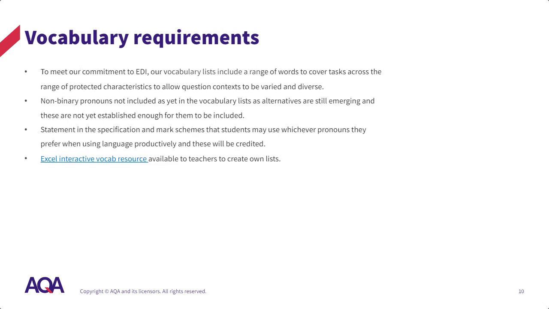Some more information here about the vocabulary requirements. I just want to pick out here that students can use whichever pronouns they prefer to meet our commitment to inclusivity, which has been a key part of the development of this new specification. The last bullet point mentions the interactive vocabulary list, and that's proved to be very popular. If you haven't seen that already, you can find this on the new GCSE Spanish page on our website. It's a really great resource, and it'll save you a lot of time in terms of how you want to sort the vocabulary to suit your needs.